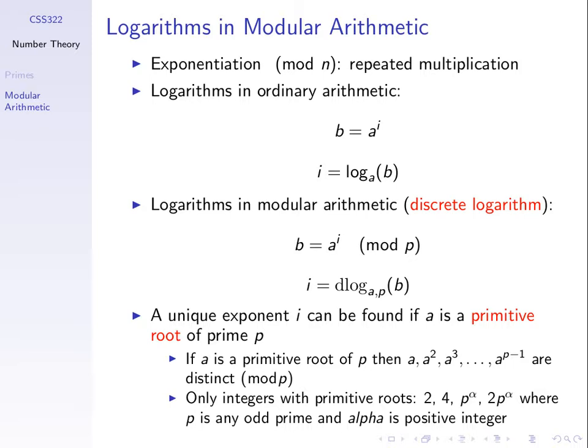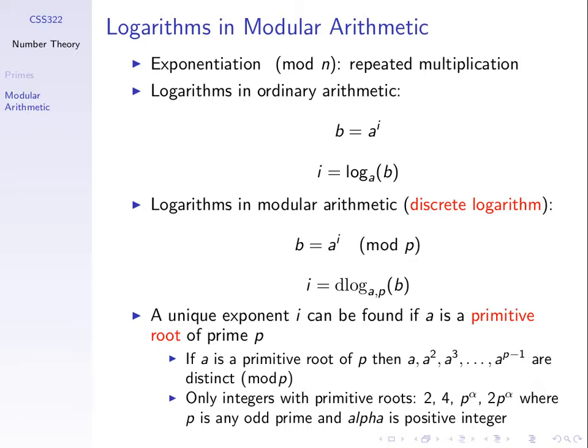Exponentiation in modular arithmetic is the same as our normal exponentiation. We just raise it to the power, the same as multiplying n times when we raise to a power of n. What's our normal logarithm? If b equals a to the power of I, then in normal arithmetic, we say that the log in base a of b equals the index I. Okay, that's our definition of our normal logarithm. If a, the base, equals 10 and the index equals 2, then b equals 100. That's exponentiation. And the logarithm in base 10 of 100 equals the index 2. So that's just the way we write our normal logarithm.